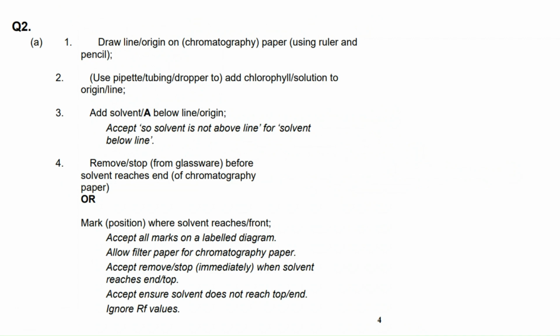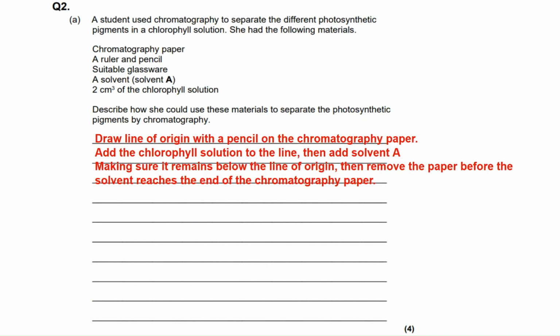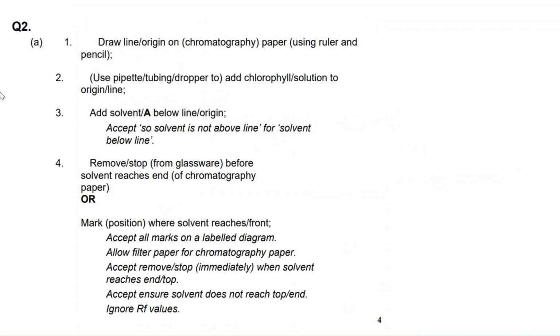So you don't actually have to state that you have to use a ruler and a pencil, because it's a describe question, so you don't have to explain why you do something. So that extra detail isn't that important, but to be sure that you're getting the mark, it's ideal to remember to write you draw it with a pencil. So the things that are in brackets, you don't have to put to get the marks.